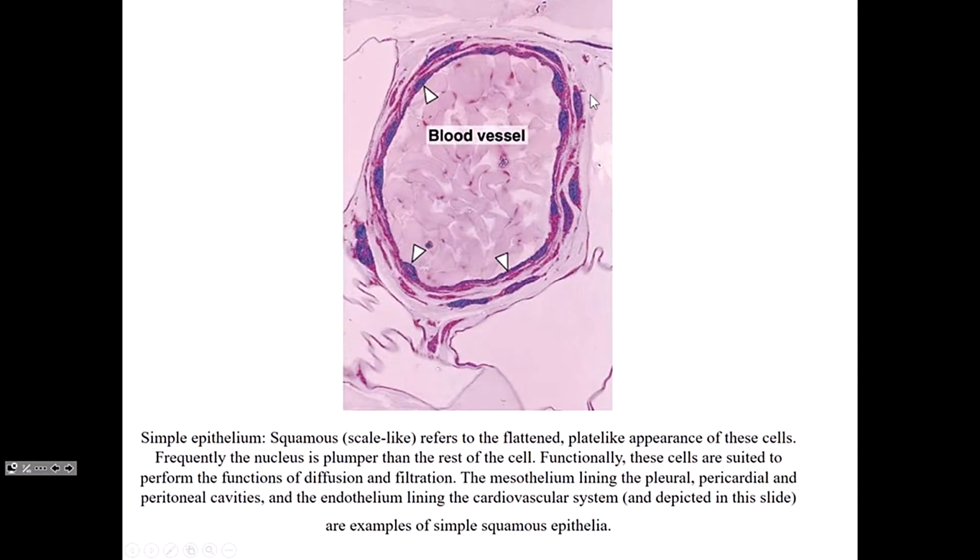So here's a blood vessel, and at the very perimeter here, these are the nuclei in the cytoplasm. So this would be simple squamous. These endothelial cells lining this blood vessel would be classified as simple squamous. Simple because there's just one layer of cells resting on a basement membrane. Squamous because the shape is elongated.